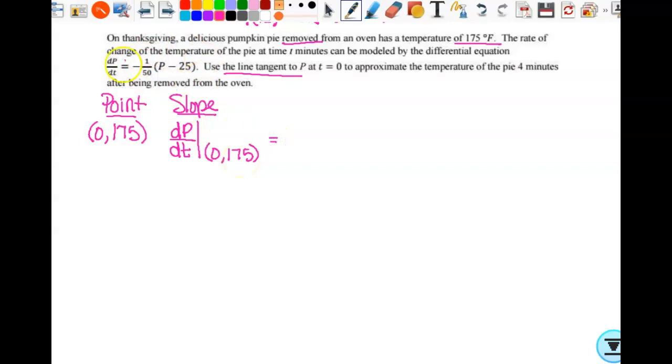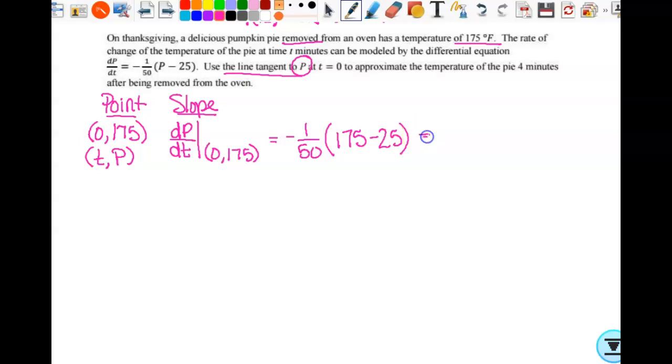I do not have any t's in here, right? But I have a capital P. What does the capital P represent? The P is the y. The P is the temperature of the pie, right? Because it says the rate of change of the temperature of the pie. So use the line tangent to P, that's telling you that's the function. So temperature is a function of time, so this is really (t, P) right here. That's what that ordered pair is. Does that make sense? Okay, so then we substitute it in and we get -150 times 175 minus 25.